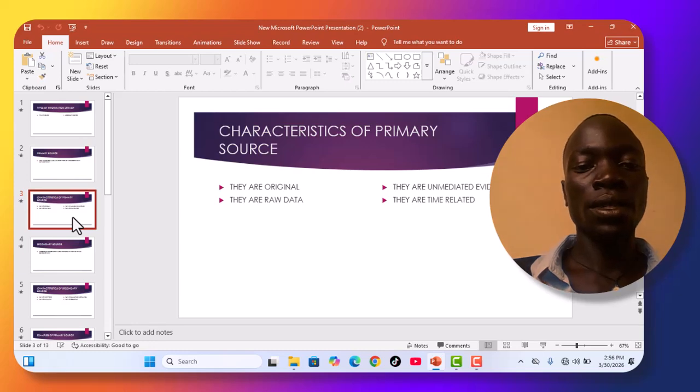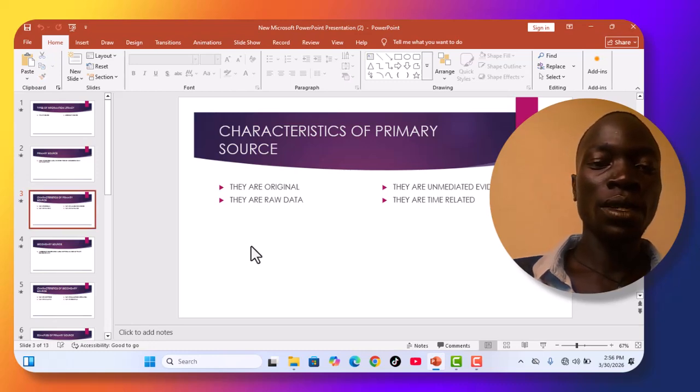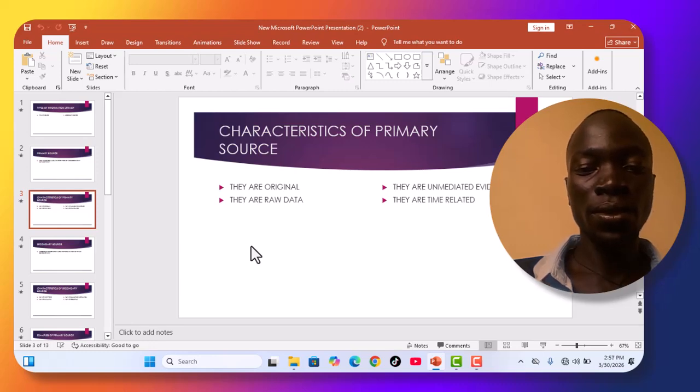In primary sources, they are original. As I said before, you get them direct. That is the first. They are original, and they have no other data that has been attached to them. The next one, they are raw data. They are just fresh information. For instance, let me say like that. They are fresh and they have not been encroached upon by someone. You collect them immediately from their source, as you have seen them.